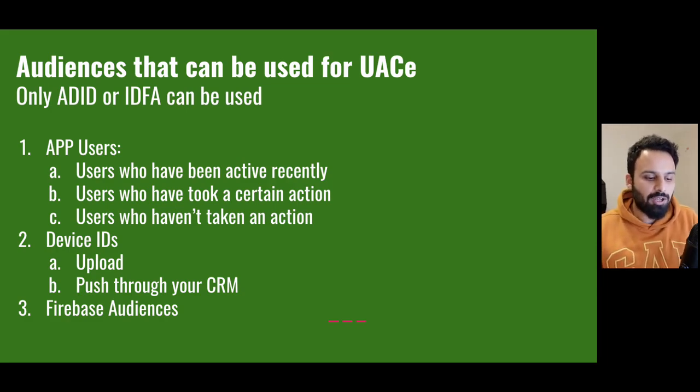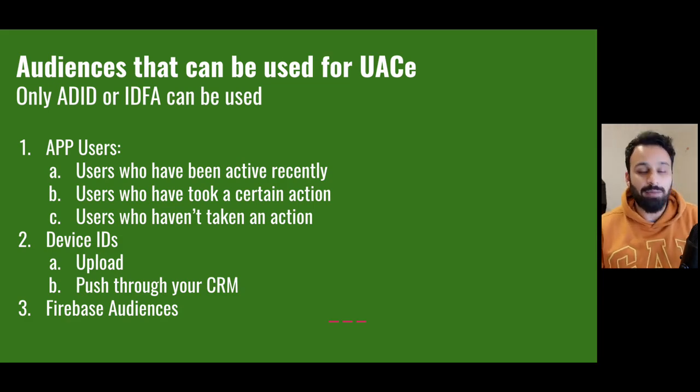And then the third option is users who haven't taken an action. So this goes back to, let's say, people who haven't ordered in the last 30 days, 60 days, whatever, right? So this is the first category, which is app users. You can create an audience based on any of these combinations, right? And then the second one is device IDs. You can directly have device IDs uploaded to your Google Ads and create an audience there, or you can push these through your CRM. Let's say you have 50,000 device IDs of all the devices that have recently installed the app and they have registered but they have not ordered yet. You can have that kind of data.